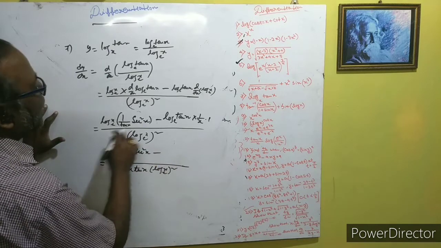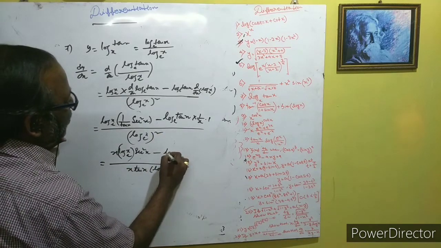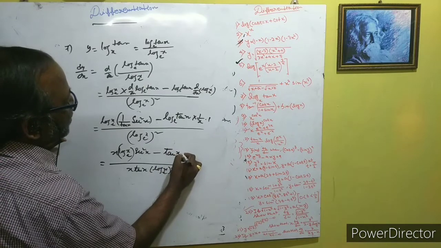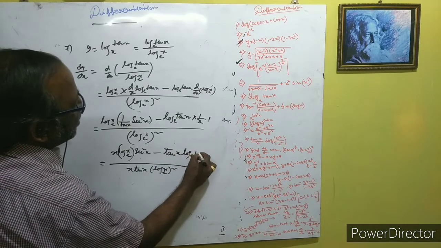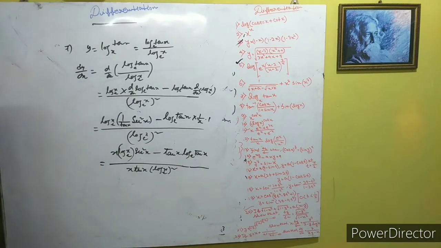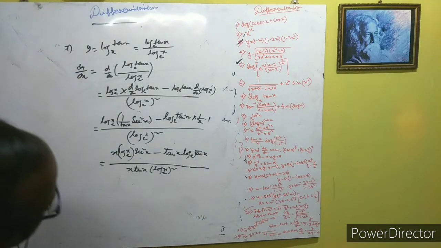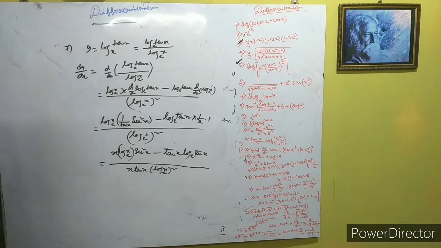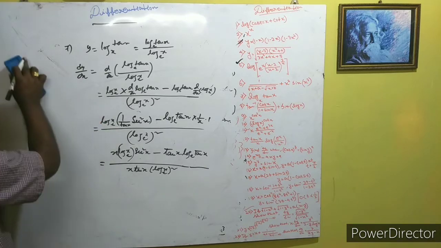So minus tan x and log to the base e tan x. This is your answer. Follow these steps clearly. I think all of you have better understood. This is the differentiation of 7. Now proceed to question number 8.